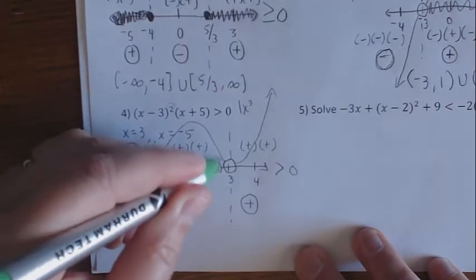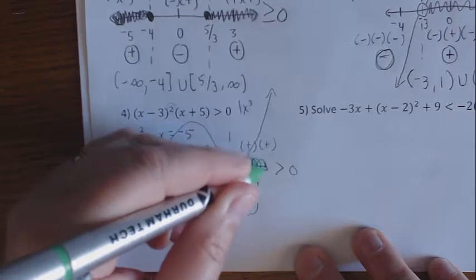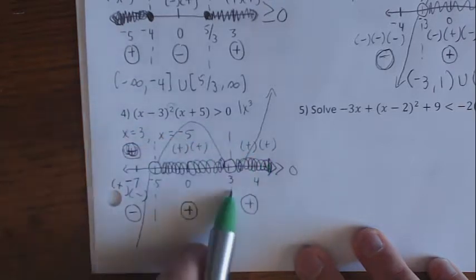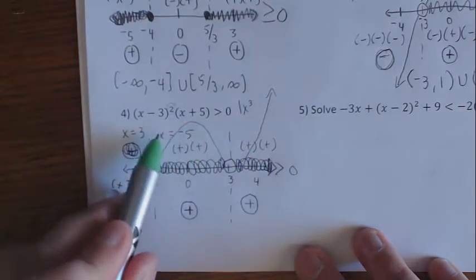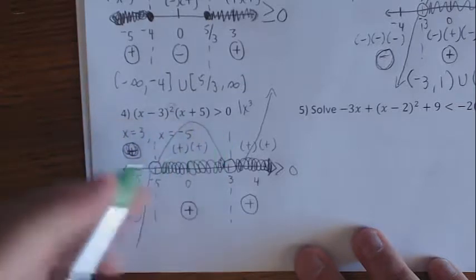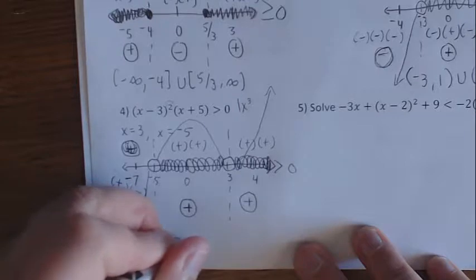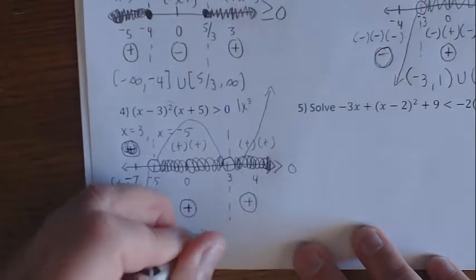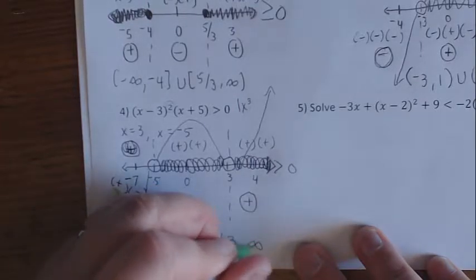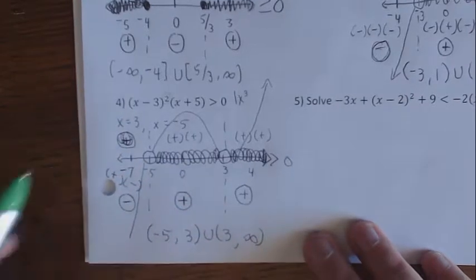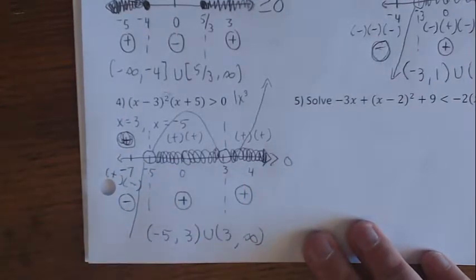Now to finish this problem, we want greater than 0. So we're going to shade the regions that are above the x-axis, or where you see the pluses. And so the solution would be (-5, 3) union (3, infinity). We can't include the 3 because 3 gives you a value of 0.